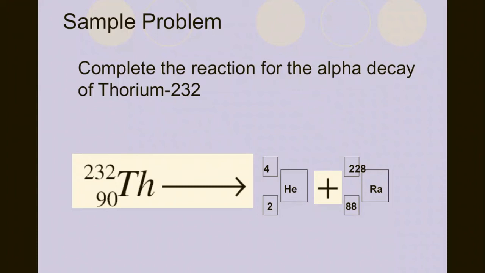So the trick with any of these is to make sure that the top row numbers always add up to the one that you see on the left, and the bottom row numbers always add up to the numbers that you see on the left as well.